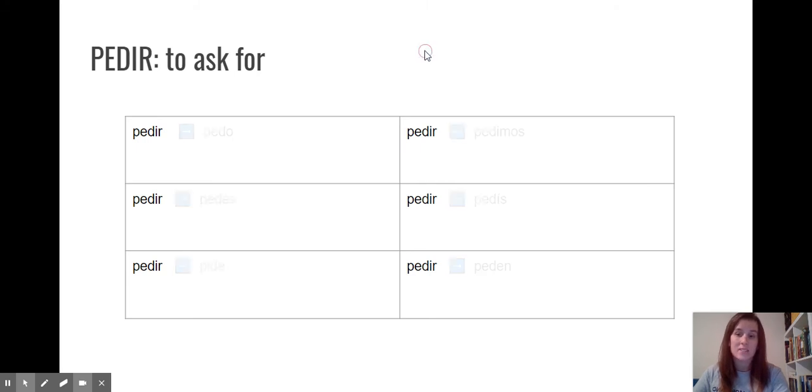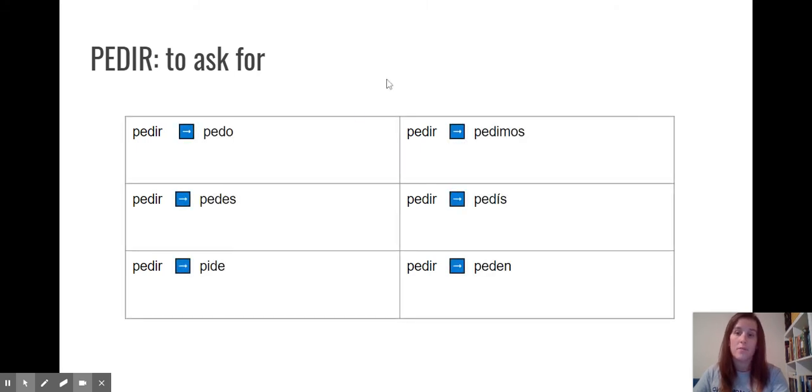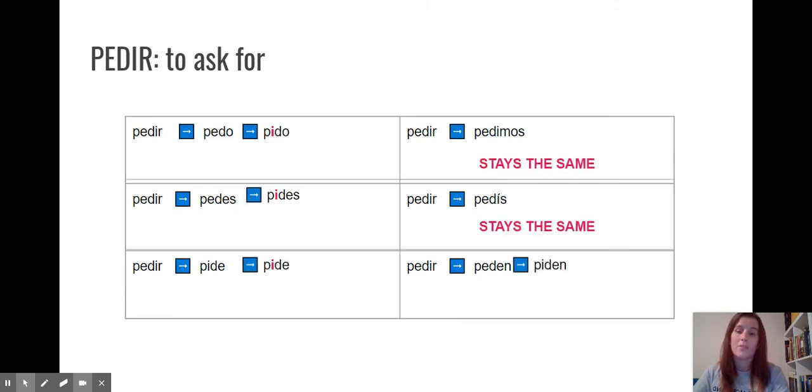Here are all the correct endings. So we have o, es, e, imos, ís, en. This is an IR verb, so it looks a little bit different than the last one. Now let's go ahead and replace this E with an I because this is a stem changing verb. So what should your final version of the yo form look like? What should the final version of the ellos form look like? Here are all of your final forms. Pido, pides, pide, pedimos, pedís, piden. Forgot to highlight that one, sorry.